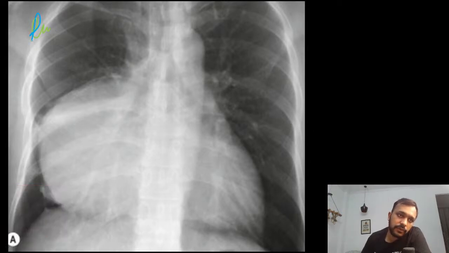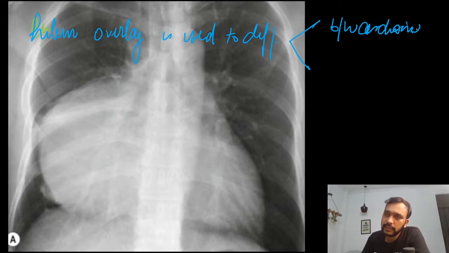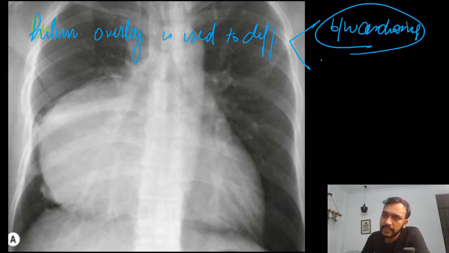I will put this question like this. Hilum overlay sign is used to differentiate between cardiomegaly and, so this is the answer. It is used to differentiate between cardiomegaly versus mediastinal mass.